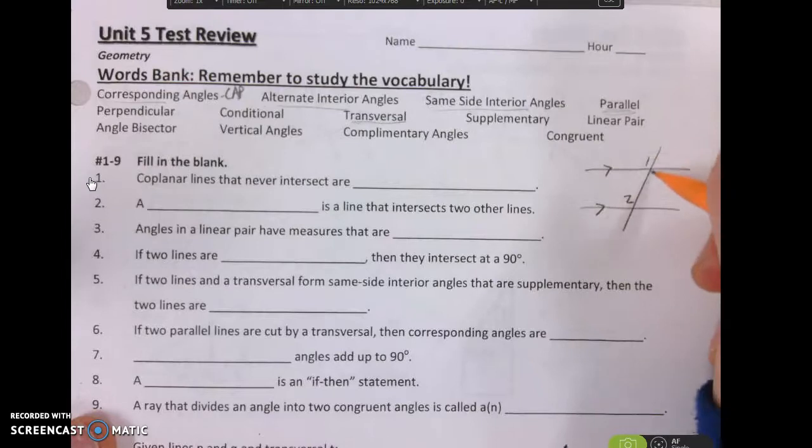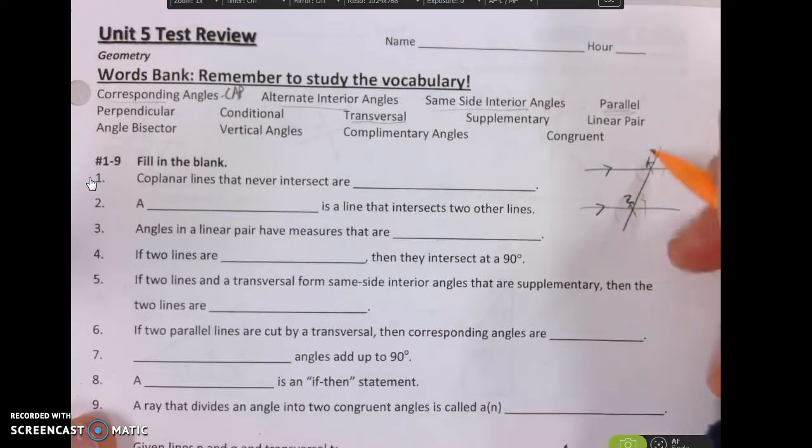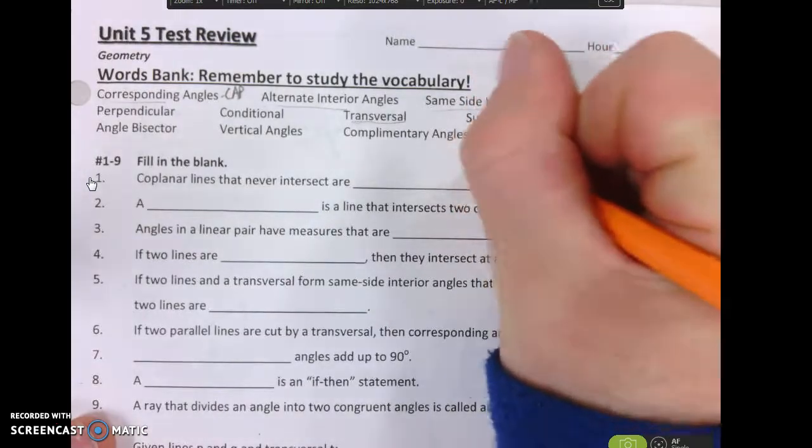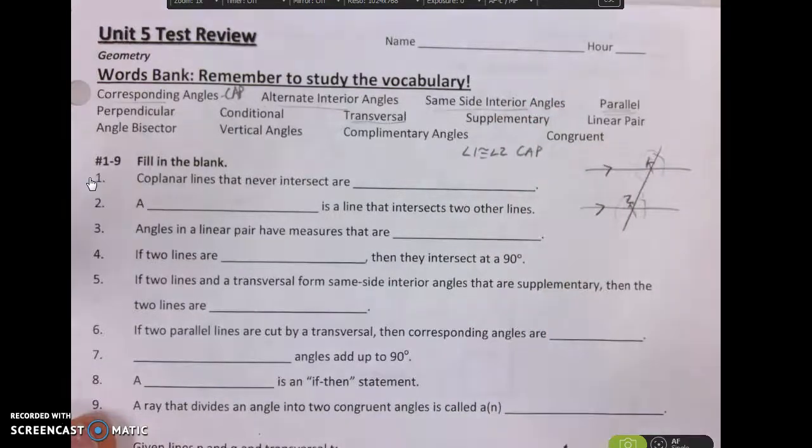Because this is kind of your top left of this circle of angles, and this is your top left of that group, they are corresponding, they're in the same position. Also, remember, if this is obtuse and this is obtuse, they're also congruent. So I would say angle 1 is congruent to angle 2, and they're corresponding angles. Okay.